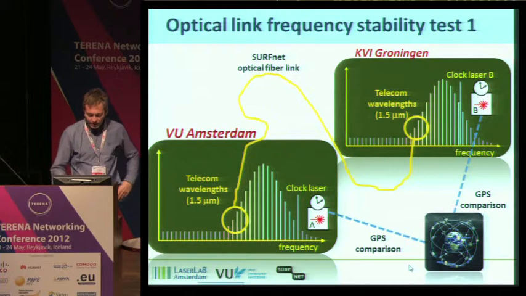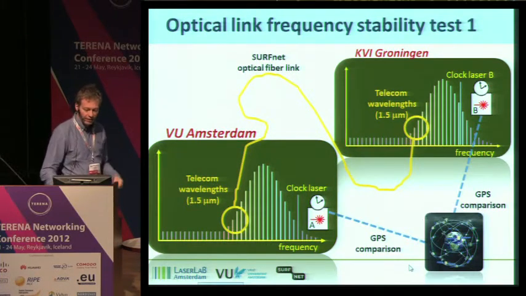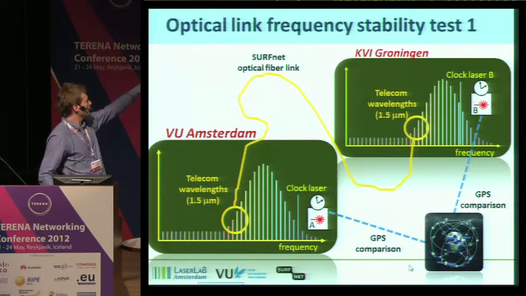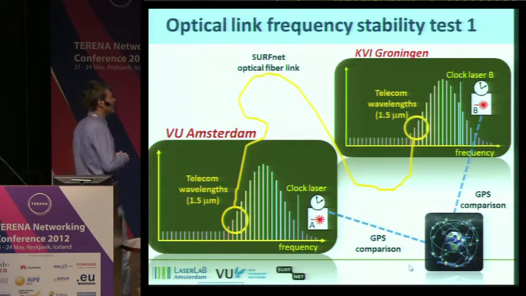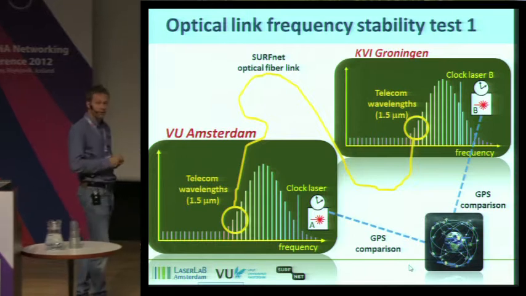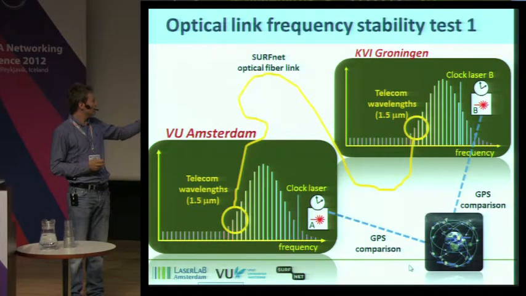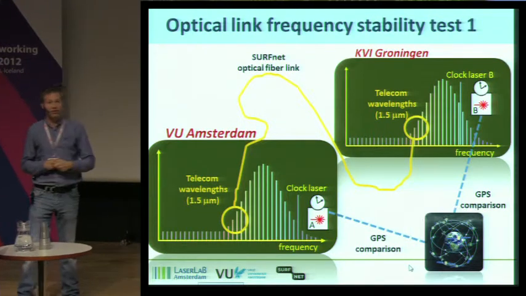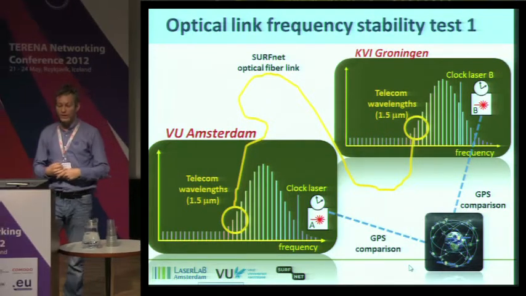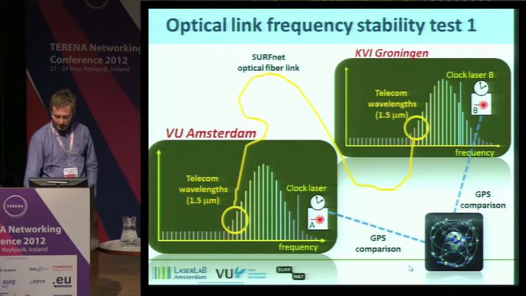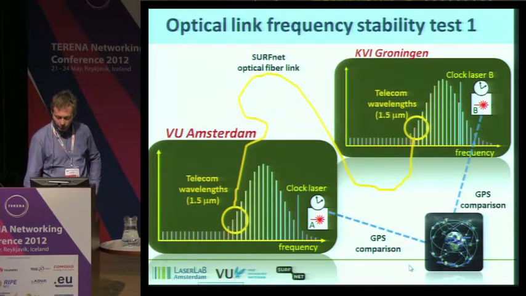So the first test that we did is the following. We have our clock laser in Amsterdam, we have our frequency comb laser, we send the light through the optical fiber like I just discussed before, and to check how accurate our measurement is, we also establish a GPS link between the two labs. We use GPS to compare the two clocks in a second way. So we have two ways of comparing the clocks.